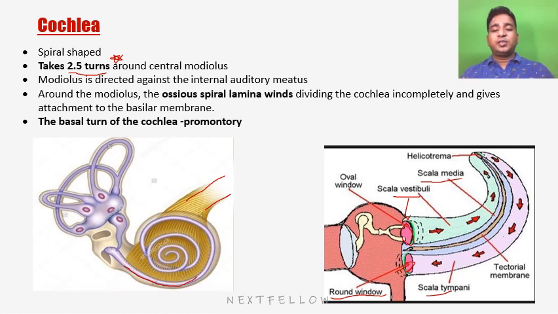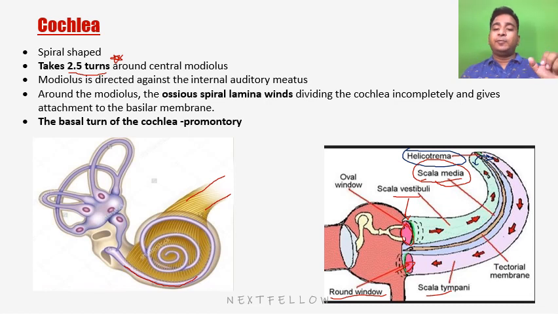So this is how scala vestibuli and scala tympani are lying opposite to the oval window and the round window, and in the midway lies the scala media, which is the middle structure. And one more thing, this scala vestibuli and tympani are connected to each other by means of the helicotrema. That is at the apex. You can see there is a connecting zone at the level of the apex, which is known as helicotrema. This helicotrema makes it possible for the movement of the fluid from the scala vestibuli into the scala tympani, and we all know that's how the sound vibrations are transmitted.